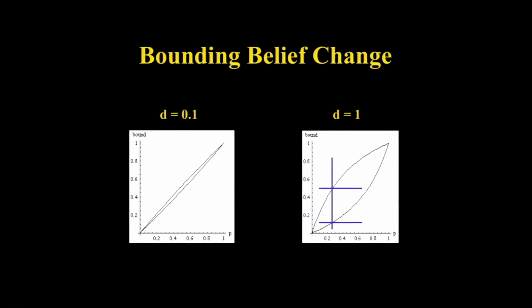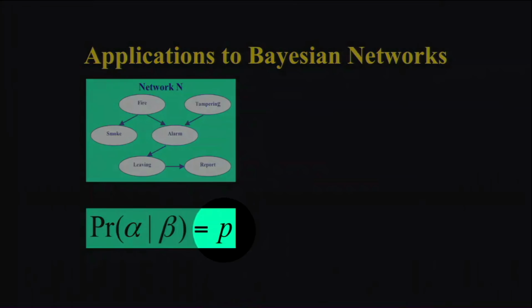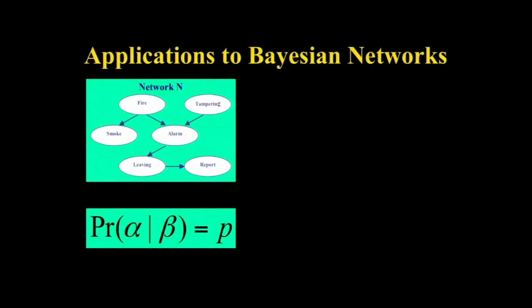But let me show you one more property of this distance measure and its practical application. And we will conclude with that. Let's say you have a Bayesian network. That's a distribution, correct? And then you say, okay, I computed the probability of alpha given beta according to this Bayesian network, and I got a P. Now, you go and make a change to this Bayesian network.